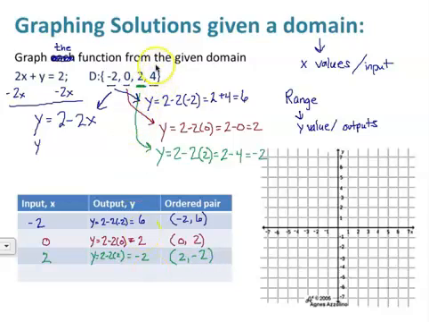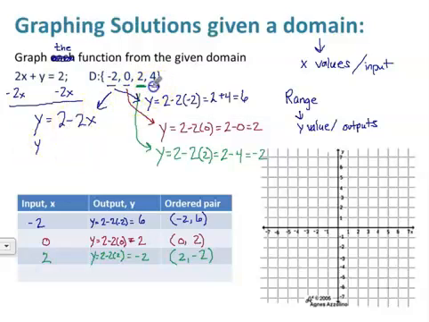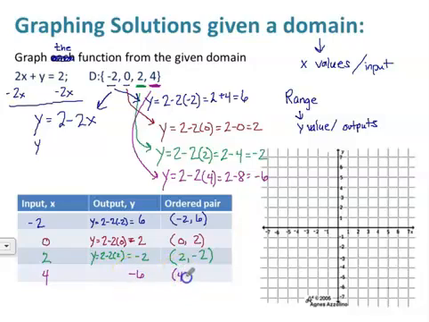One more to go. The last domain value is 4. Let's change the font color again. We haven't used a pink color. So when we have 4 for x, the function is y equals 2 minus 2 times x, and now we're plugging in the 4 there. So we've really got 2 minus 8. 2 minus 8 is negative 6. So when the x value is 4, our y value will be negative 6.